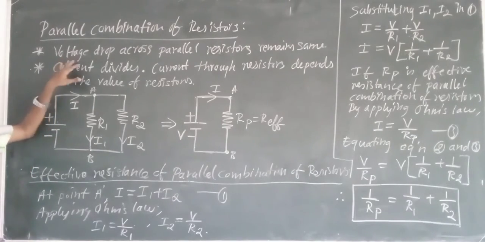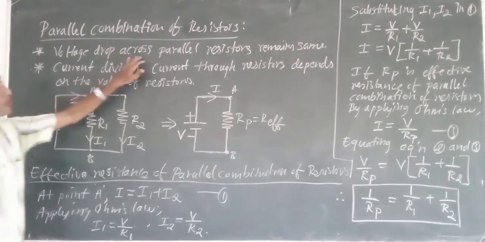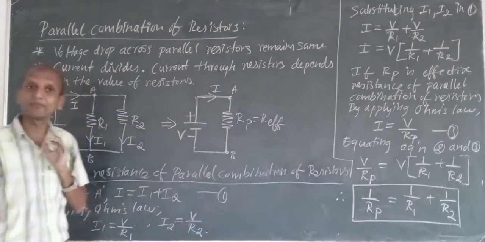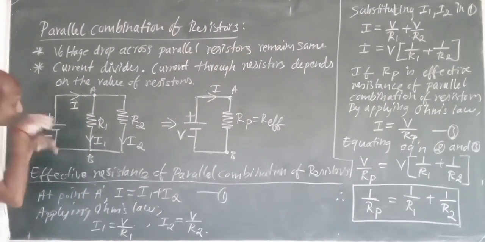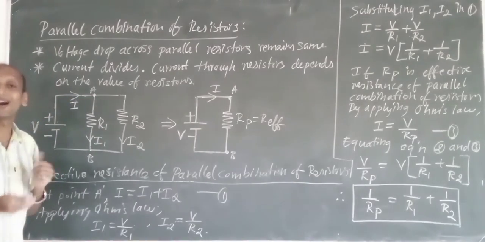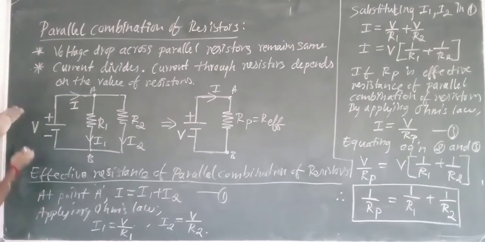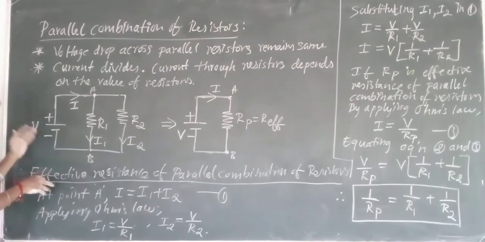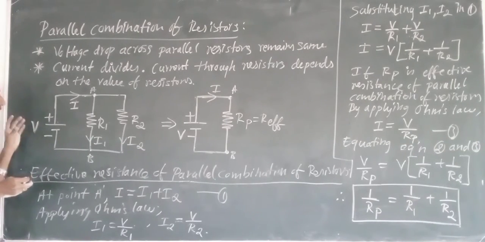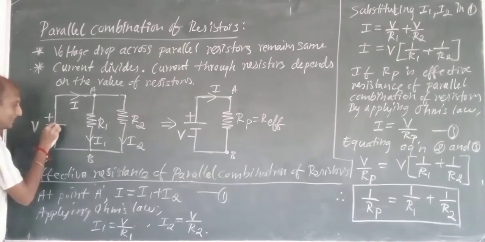When it comes to the voltage drop, the voltage across parallel resistors remains the same. How is that going to be? How does the voltage drop remain the same? We will see that. Here we have this voltage: V volts of voltage, as I have connected a DC voltage source at these two points.